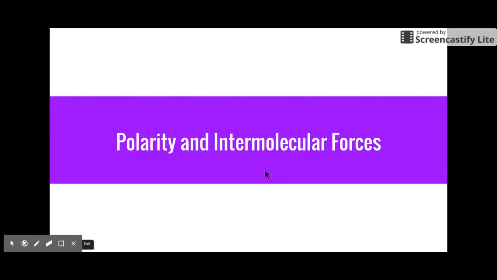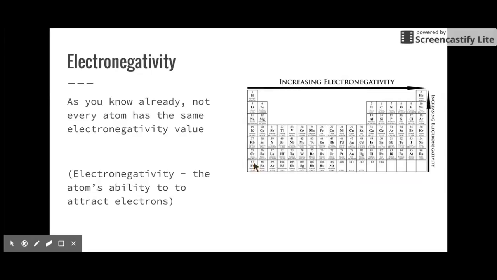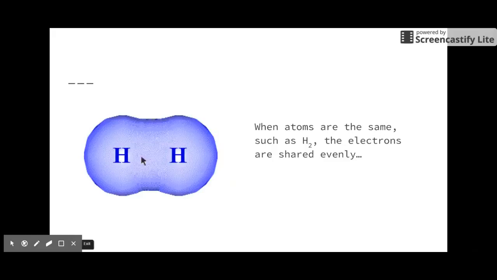The last thing we talked about was polarity and intermolecular forces. You need to remember what electronegativity is. Electronegativity literally means an atom's ability to attract electrons. These guys up here on the periodic table have a higher ability to attract electrons than these guys do down here. So fluorine has the highest ability to attract electrons. What that means is that some atoms, when they combine with themselves, such as H2, their electrons are shared evenly. You see this electron cloud is pretty even between the two. The distribution is the same.